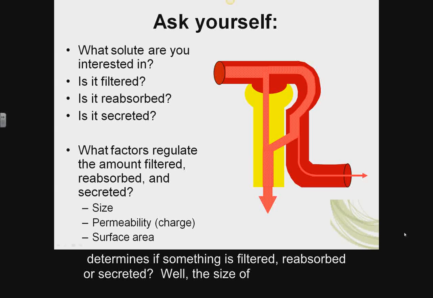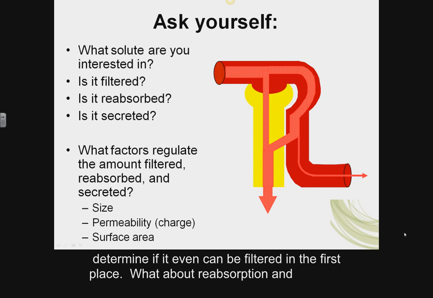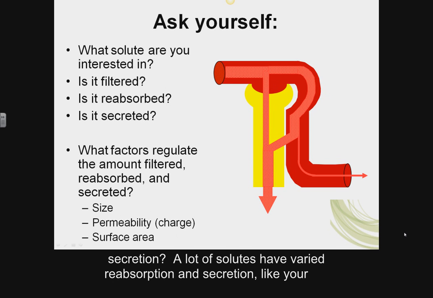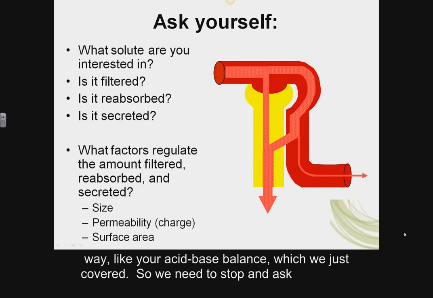What determines if something is filtered, reabsorbed, or secreted? Well, the size of the solute, its permeability, the surface area for filtration, a lot of that will determine if it even can be filtered in the first place. What about reabsorption and secretion? A lot of solutes have varied reabsorption and secretion, like your electrolytes. It will depend on their normal values, and if your body has deviated in some way, like your acid-base balance, which we're covering this week.